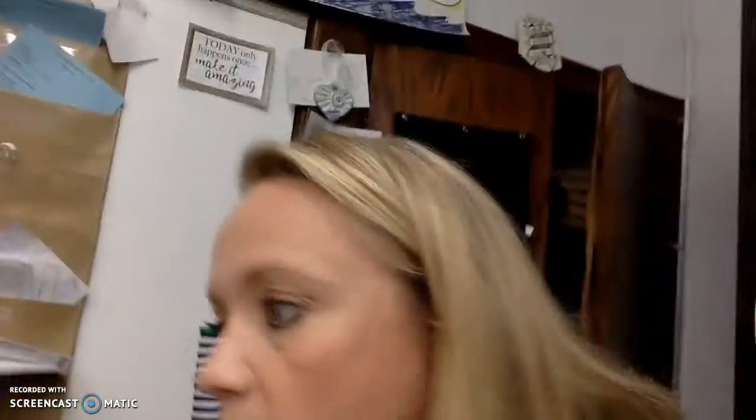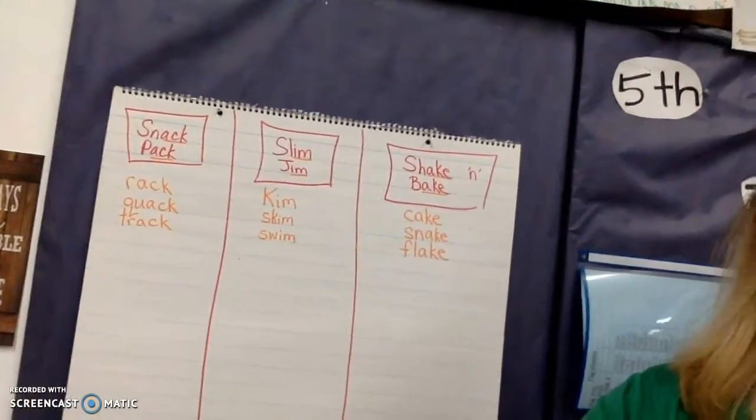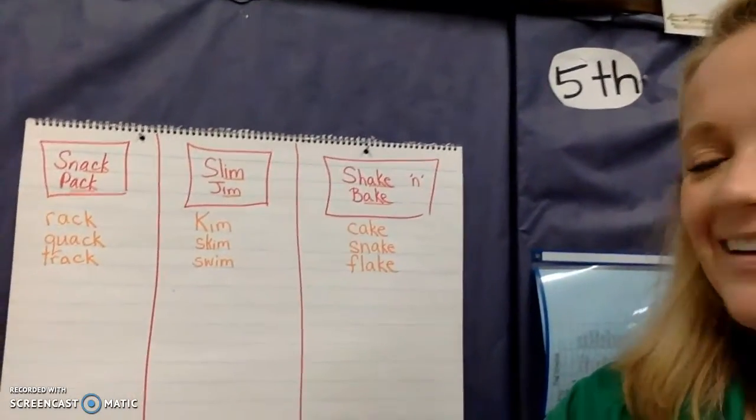Yesterday, I think I talked to you about Snack Pack, Slim Jim, and Shake and Bake. Make sure you have those in the back of a spelling spiral if you want to see what mine looks like. We're going to add to this eventually if I ever get enough kids in my room to do it. We're going to keep adding words that follow these spelling patterns.